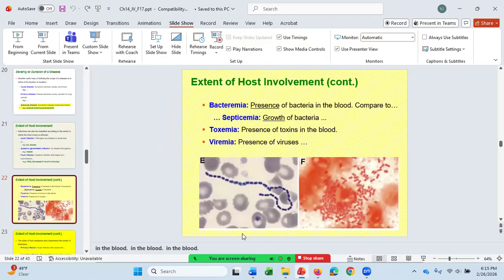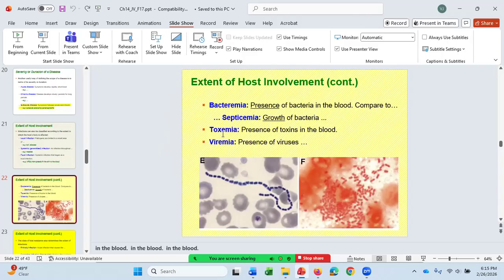All right, some terms for the extent of host involvement. Bacteremia, that's the presence of bacteria in the blood. Compare this to septicemia. This is growth of the bacteria in the blood. Usually a clinician will not be testing for growth of the bacteria in the blood. They'll only look for bacteria in the blood. So bacteremia is something used clinically more commonly than septicemia, but you could send the blood out to a microbiology lab and then they could test for septicemia.